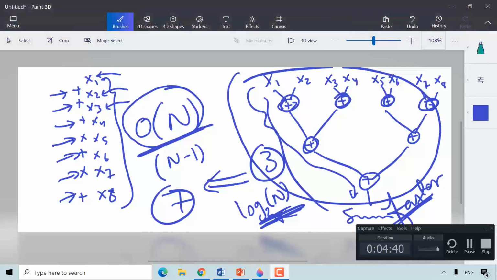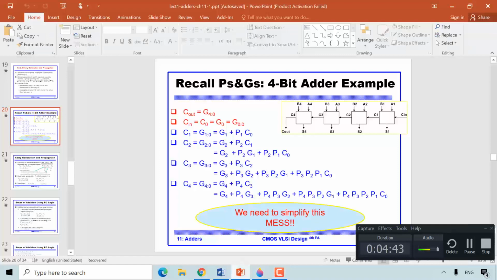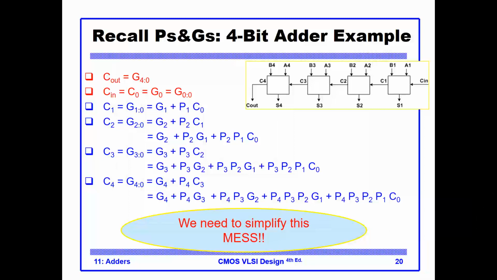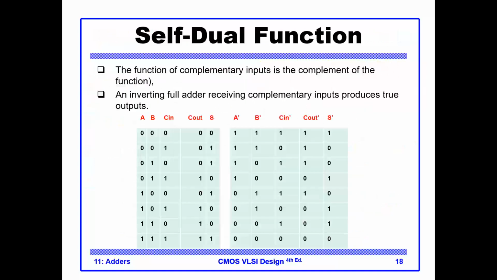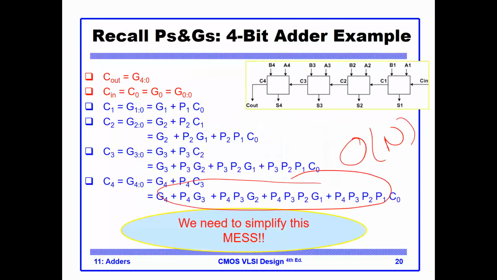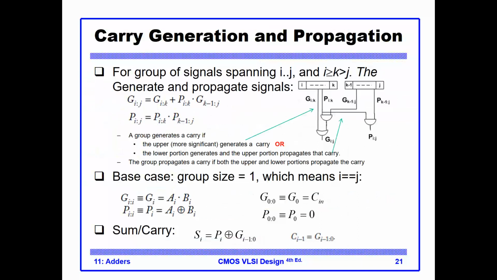We will go back here and try to find a better way to generate this expression, which is growing linearly. Let's see how we can do that. What we could do here is talk about something called group propagate and group generate.